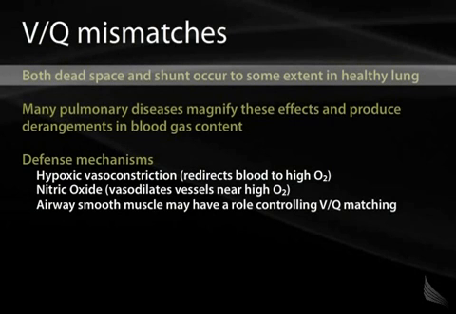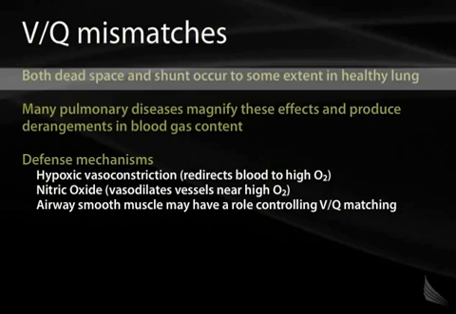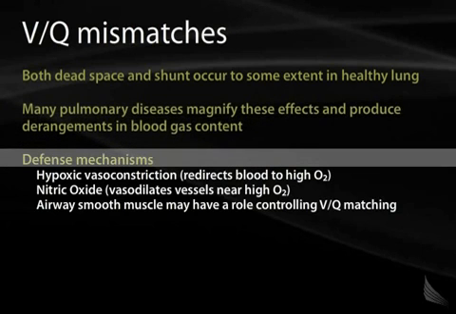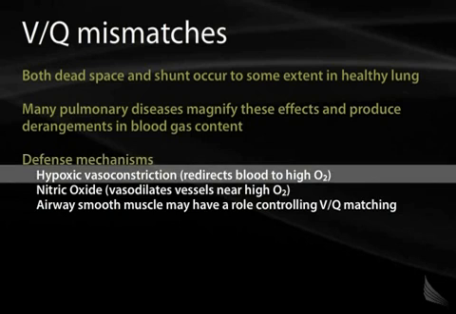All of our lungs have dead space and shunt areas. A lot of pulmonary diseases, however, magnify the effects and the problems that these areas cause. Now, we have several defense mechanisms to account for ventilation-perfusion matching. In the systemic circulation, if an area becomes hypoxic, we see vasodilation. However, in the lungs, it's the other way around. If a particular area of the lungs becomes hypoxic, there's actually vasoconstriction. This will allow us to redirect more blood flow towards areas of the lungs that have a normal oxygen level.